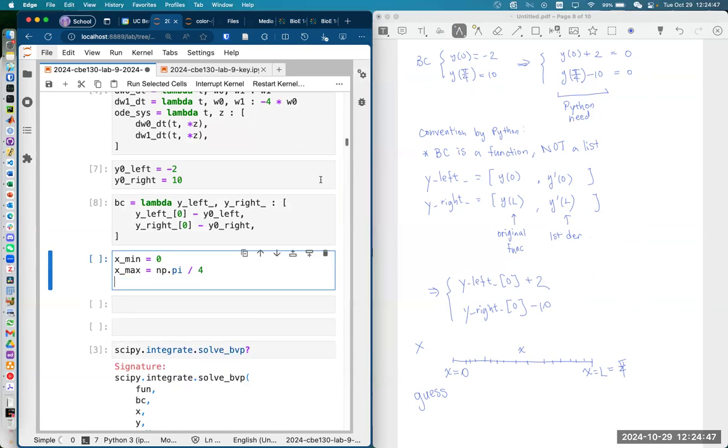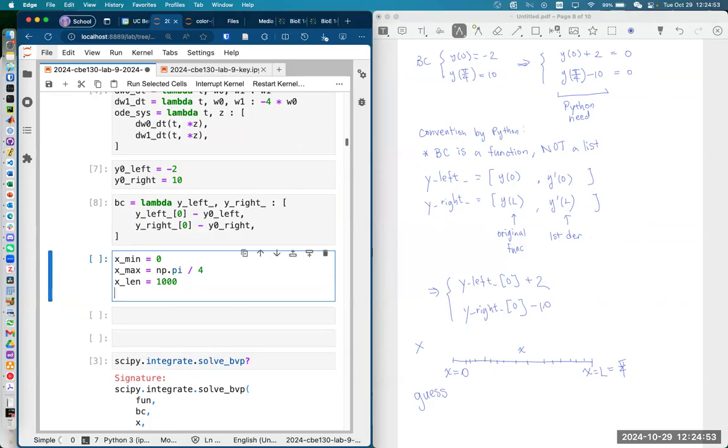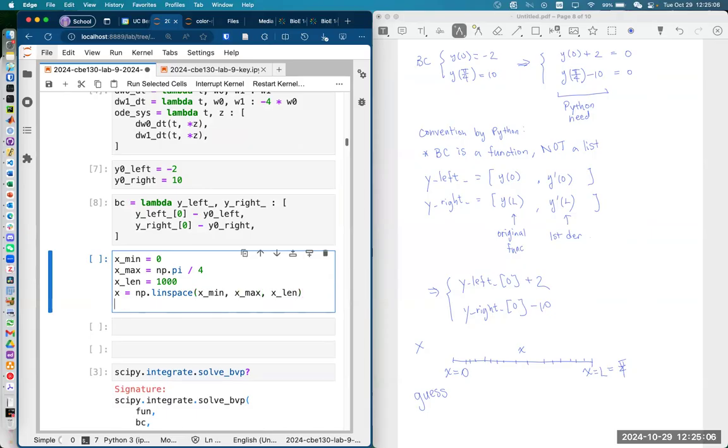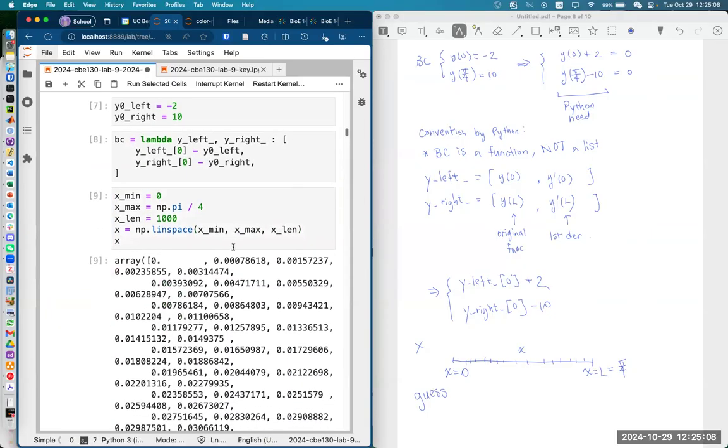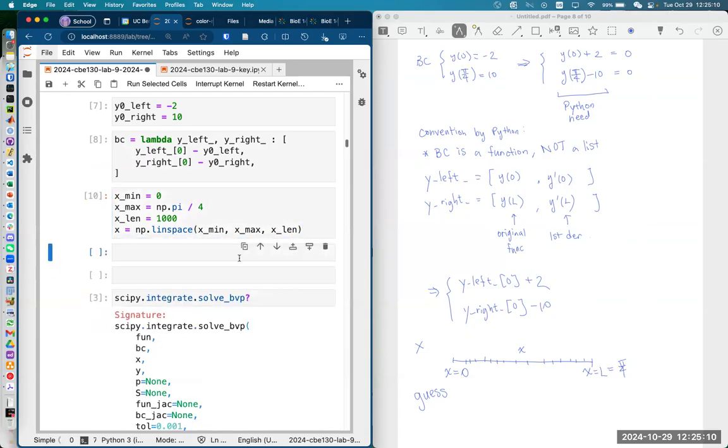The problem didn't specify what number of x we can use. So we can use some x length that is large. So we use 1,000 points. So we can use np linspace to generate those points. So from x minimum to x maximum with 1,000 points. And you can verify by printing them.